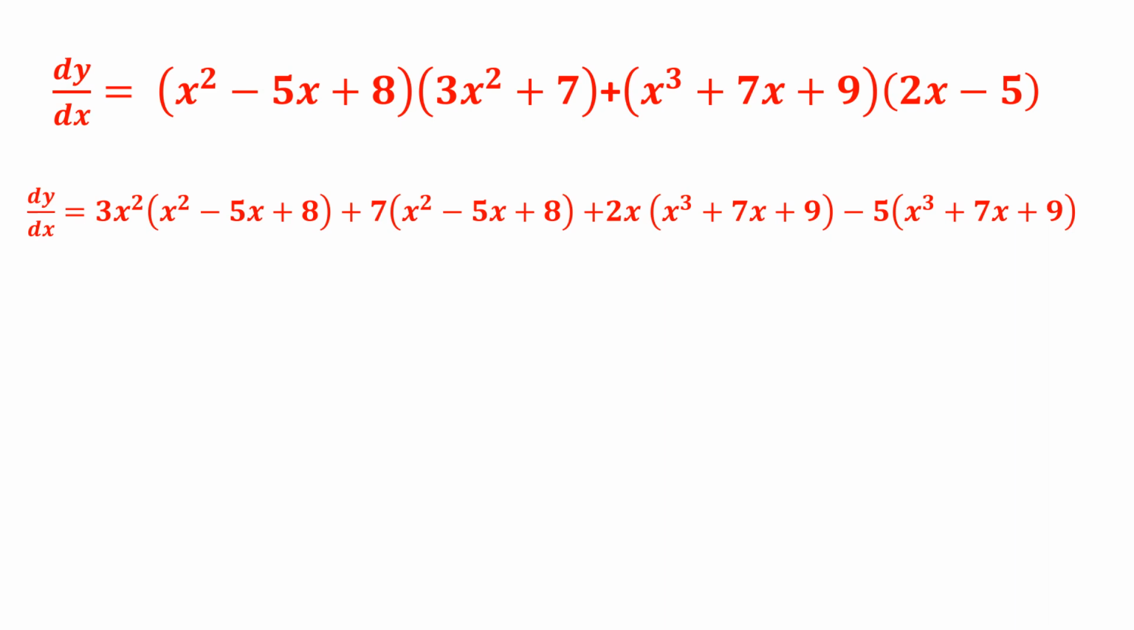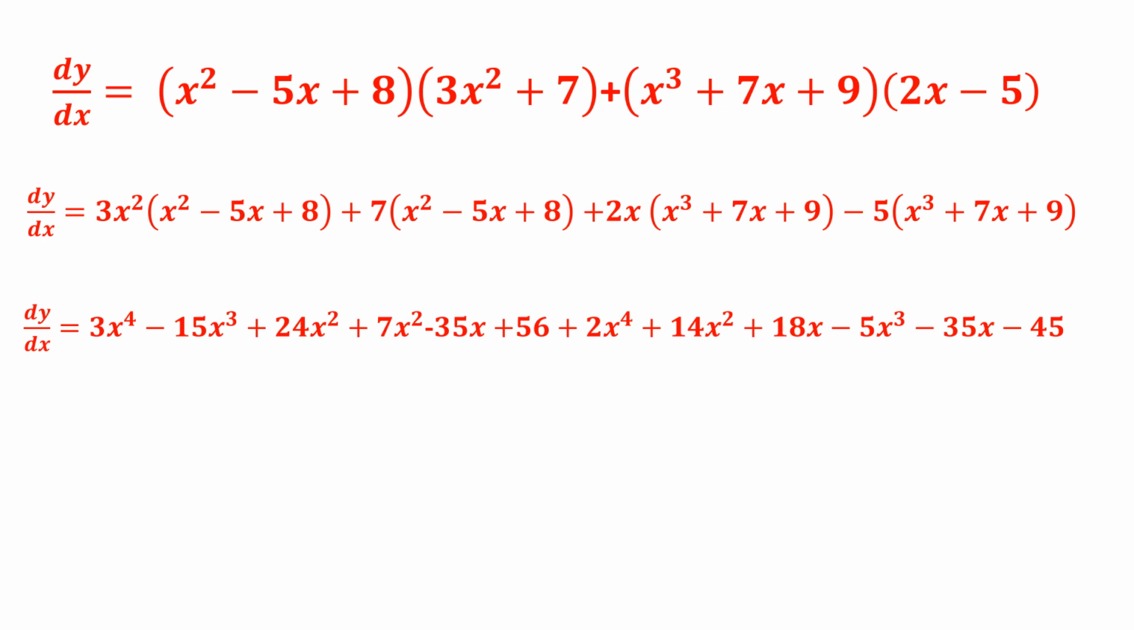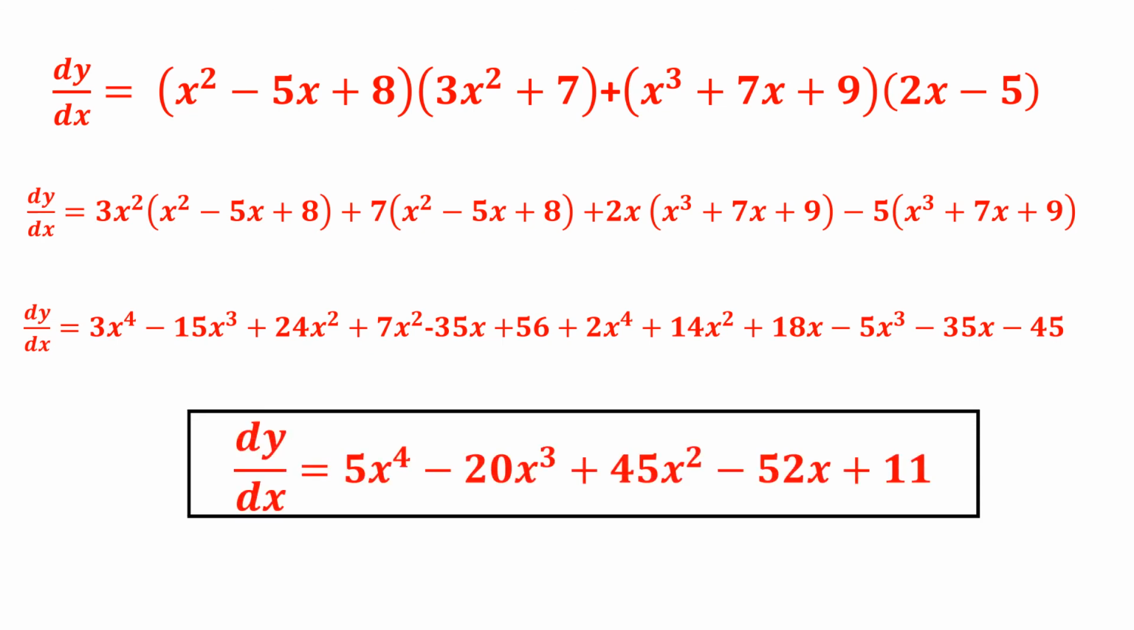We are doing it because we want to compare the final answer by using different methods. So this is the expansion by expanding the brackets and finally collecting the x power 4 term, x cube term, x square term, x term and constant term. The differentiation is 5x power 4 minus 20x cube plus 45x square minus 52x plus 11.